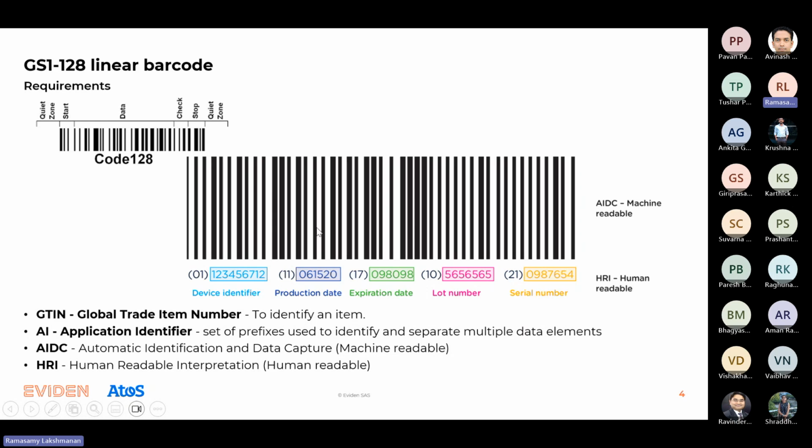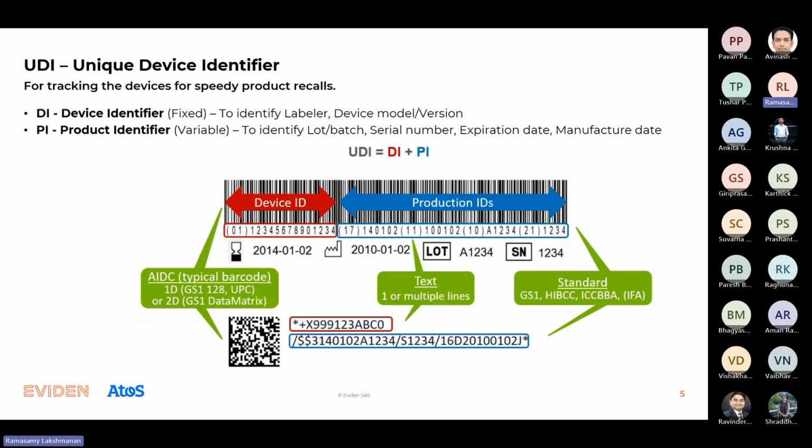This barcode will have two sections. One is AIDC, automatic identification and data capture. This is machine readable; the top barcode is machine readable. The other is human readable, HRI. Whatever we encode here will also be written down in human readable format. This is the GS1 128 barcode. Using this barcode, we have the UDI identifier.